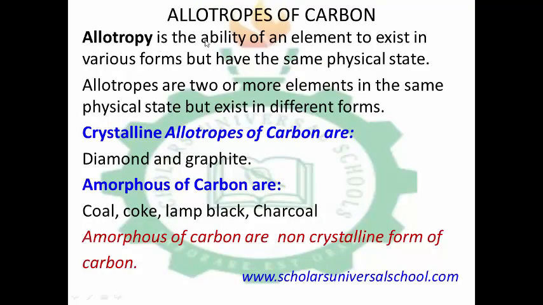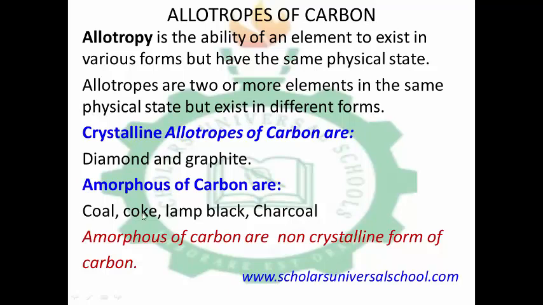So you can read here, allotropy is the ability of an element to exist in various forms but in the same physical state. Allotropes are two or more forms of an element in the same physical state but in different forms. Just as I said, the crystalline allotropes of carbon are diamond and graphite, and then the non-crystalline allotropes of carbon.